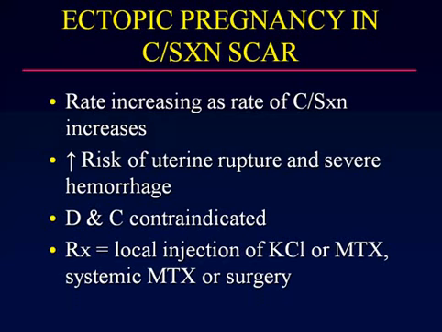And this is important to diagnose because it is associated with an increased risk of uterine rupture and severe hemorrhage. And in these patients, just like in a cervical ectopic pregnancy, D&C would be contraindicated, and these patients should be treated with either local injection of potassium chloride or methotrexate, or perhaps systemic methotrexate, or even surgery.